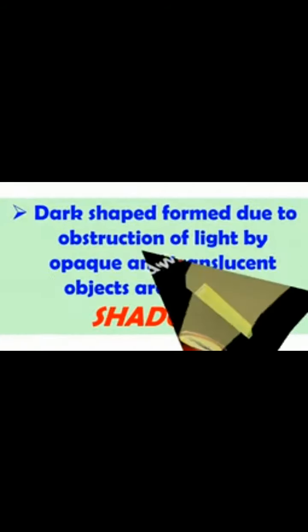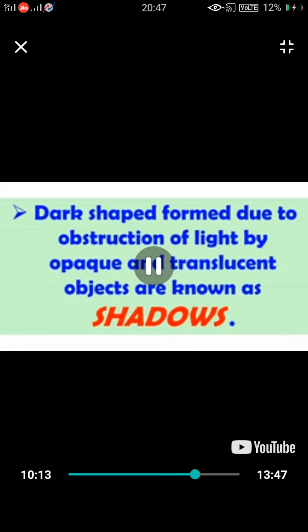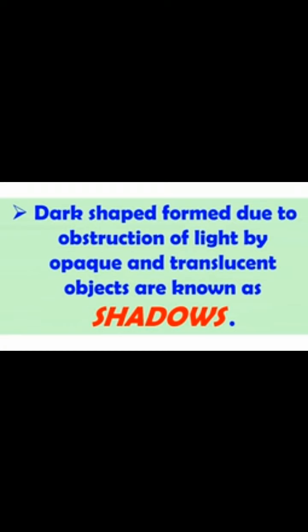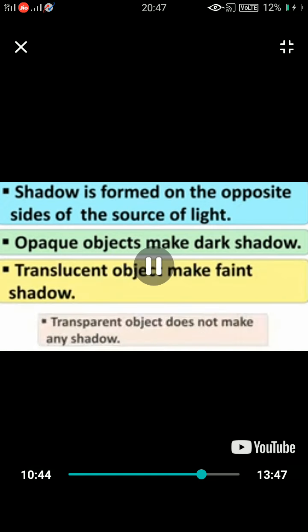By this, we can define a shadow as a dark shape formed due to obstruction of light by opaque or translucent objects. Remember, I have not used a transparent object here. Why have I not used it? Because transparent objects allow light to pass through them, so from that we cannot form a shadow. Now see, a shadow is formed on the opposite side of the source of light, as you have seen in the experiment.